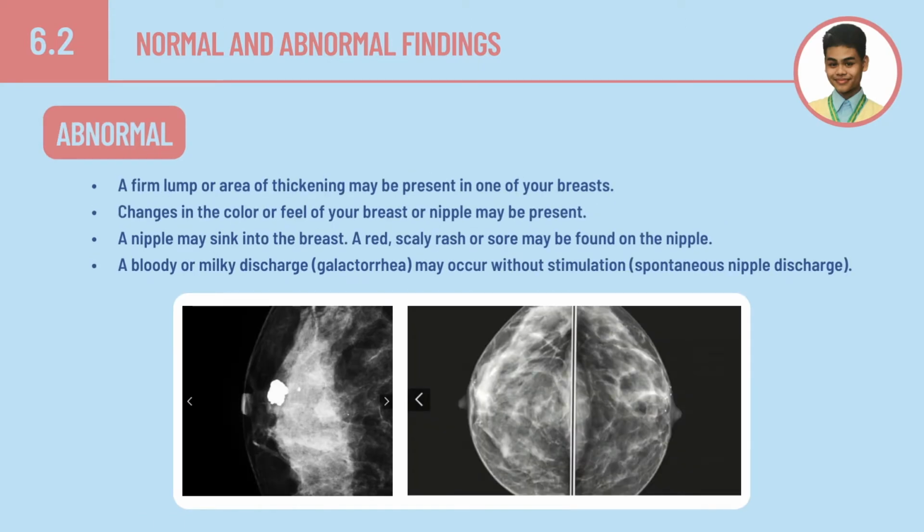The abnormal findings: a firm lump or area of thickening may be present in one of the breasts. Changes in the color or feel of the breast or nipple may be present. A nipple may sink into the breast. A red or scaly rash or sore may be found on the nipple. A bloody or milky discharge such as galactorrhea may occur without stimulation. Spontaneous nipple discharge.